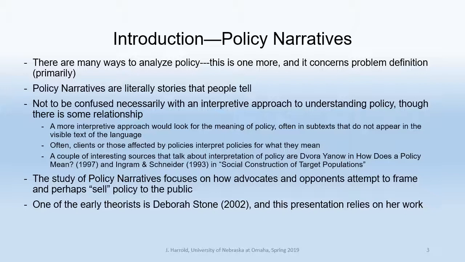of policymakers. But back to policy narratives, what policy narratives really provide for us is a look at how advocates and opponents of particular policies attempt to frame, or perhaps sell, the policy to the public. And one of the early theorists, or one of the people that really put it together in a sense, is Deborah Stone, who wrote a book called Policy Paradox back in 2002. And so this presentation relies mostly on her work.